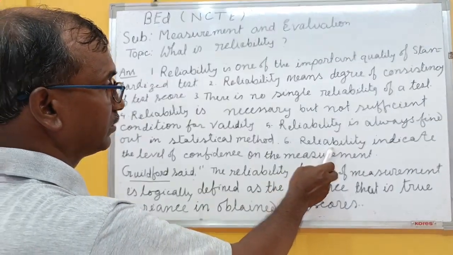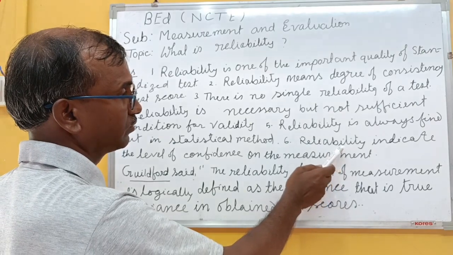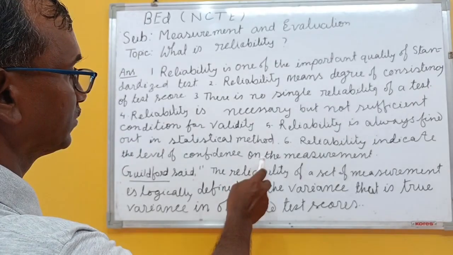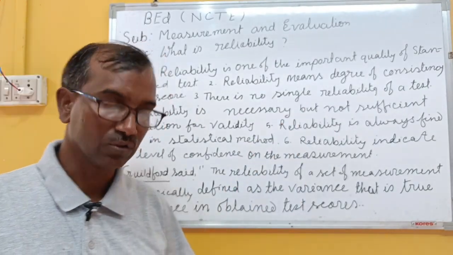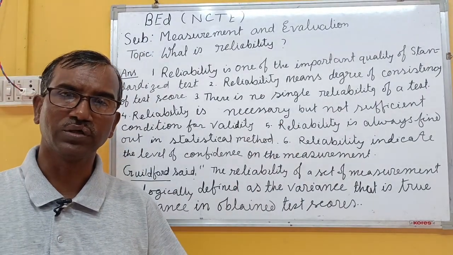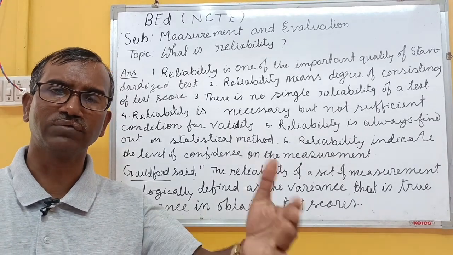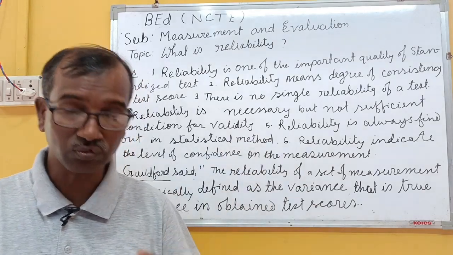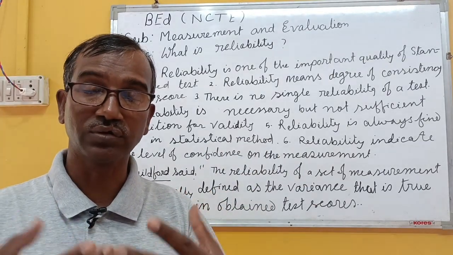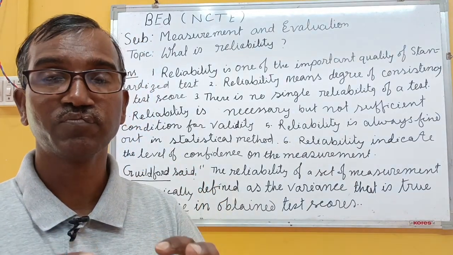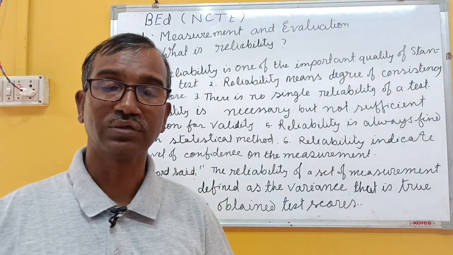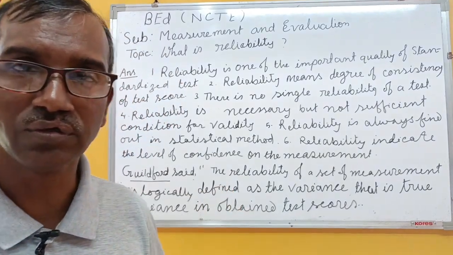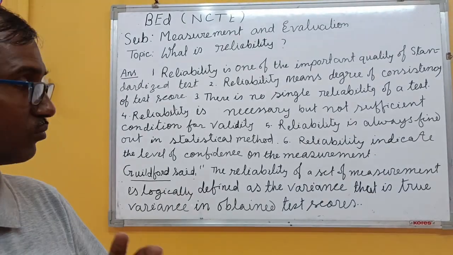And finally, another sentence is here. You will see reliability indicates the level of confidence in the measurement. When there is reliability, if the same test is applied in different places in a nearby locality, and the scores found after evaluation are more or less the same, then we can say that the test has reliability. That is the degree of consistency, that concept.